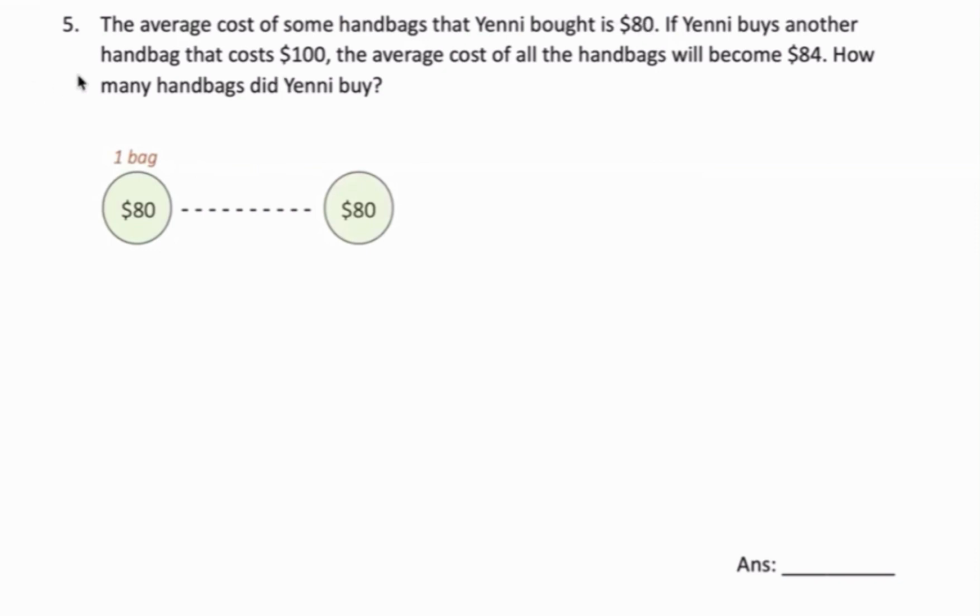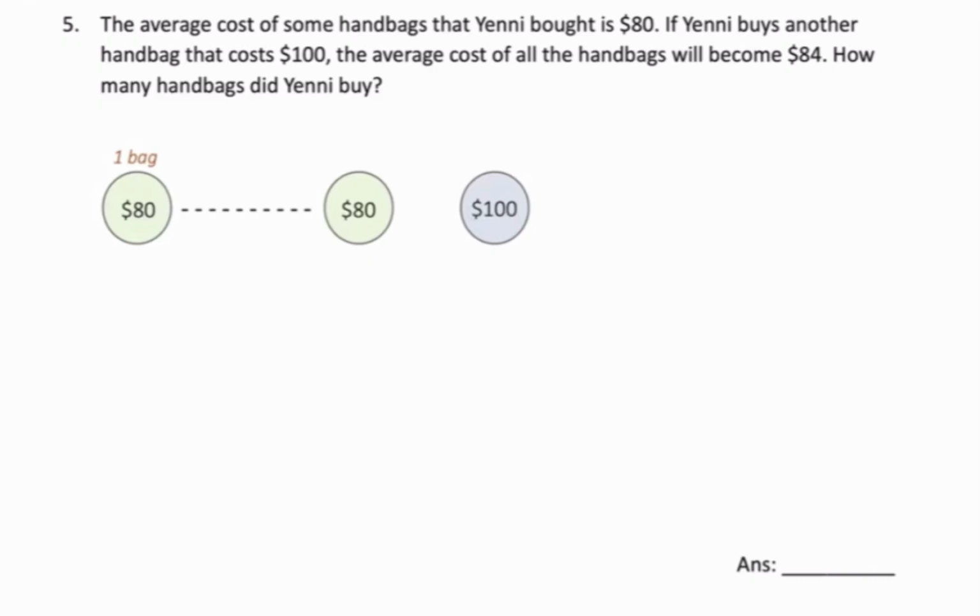If Yenny buys another handbag that costs $100, so she buys another handbag, right? I need to draw another circle. This is a new handbag, and it costs $100. Now, the next statement says the average cost of all the handbags will become 84. So all these plus this new bag that Yenny bought has an average value of 84.